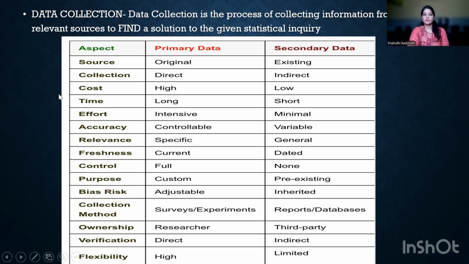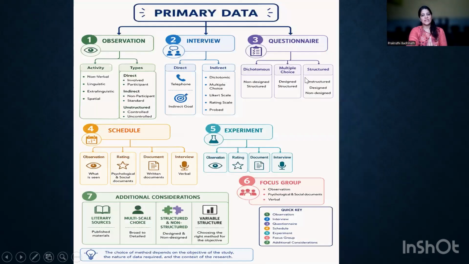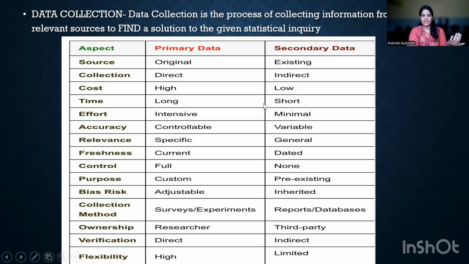So we have to differentiate. At the source level, primary is original because I have taken it first hand. Secondary data is existing. It's already there. Somebody already has collected it, and I'm only taking data from there. For example, Government of India might have released data on women entrepreneurs. I'm taking data from there, but I'm analyzing it based on my research question. So it was already existing. Collection, primary data is direct because I am going and collecting it first hand. Secondary data, indirect because it was already there.